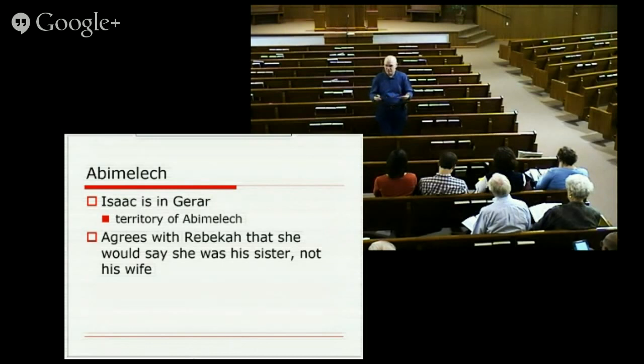So he agrees with Rebekah, a very beautiful woman. He's again fearful for his life, just like Abraham was. So he agrees with her that you will be my sister. Tell me you're my sister, and not his wife. So what did Abimelech do because of that? Took her in, okay? Took her in.